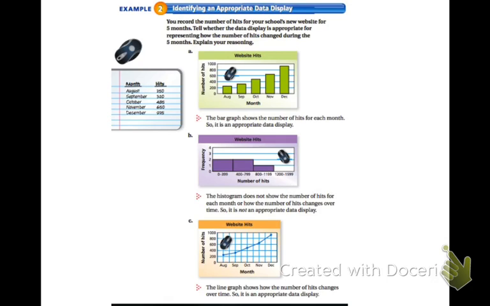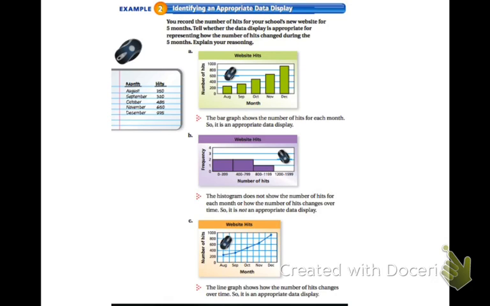For B, now we have a histogram. It takes the intervals of the number of hits, so it completely leaves out the information about the months. And it kind of just blurs everything together. So what could you gather from this? The only thing I see is that we had no hits between 1,200 and 1,599. That really isn't very useful. So because it doesn't show the number of hits per month or how it changes over time, it's not appropriate because we can't gather the information from it that we want.